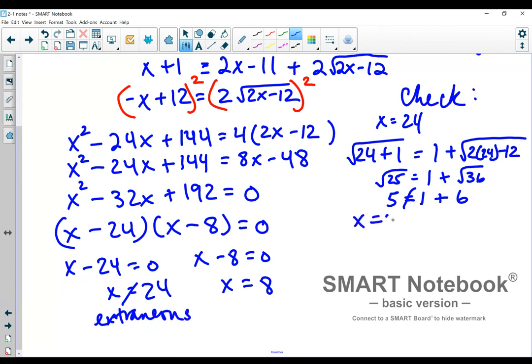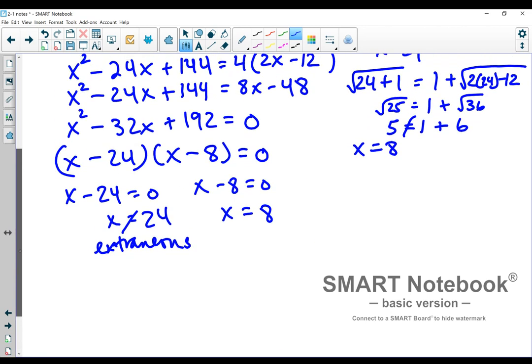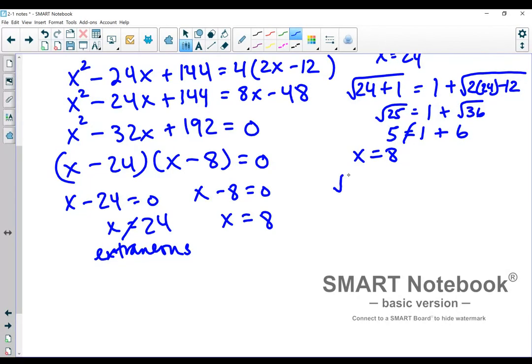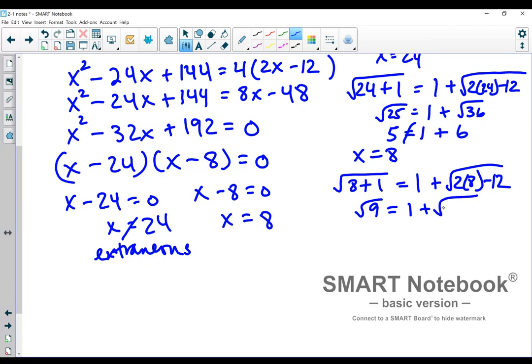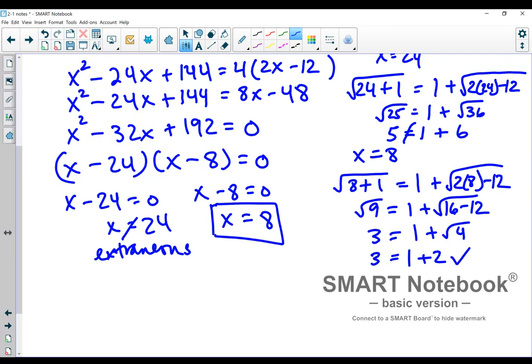So let's check x equals 8. So that would be the square root of 8 plus 1 equals 1 plus the square root of 2 times 8 minus 12. So let's check this one. And again, we have to go back to the very first step. This is the square root of 9. 1 plus the square root of 16 minus 12. 3 equals 1 plus the square root of 4. Oh, good, this one works. 3 equals 1 plus 2. Yay, so we have one answer. So x is equal to 8.